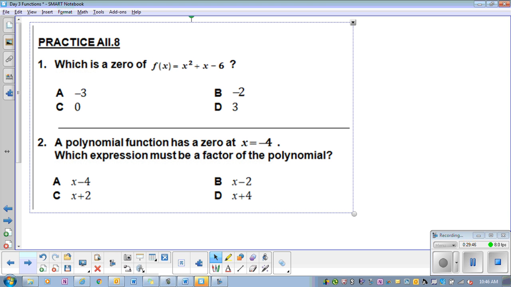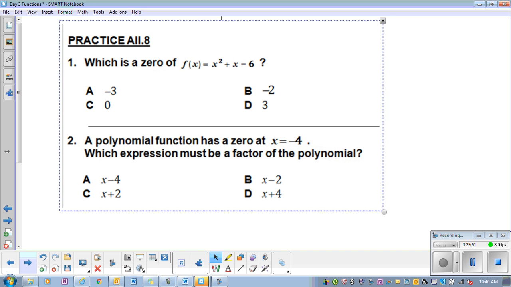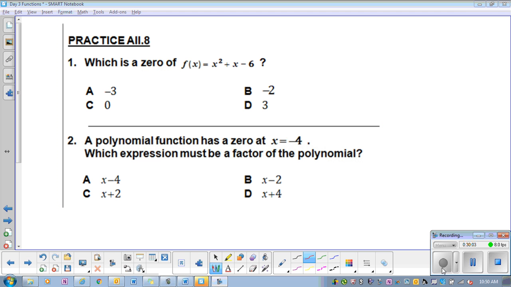All right, how about this? Which is a 0 of this? Graph it. Find the x-intercepts, right? Number 2, you know how to do these. Try these. Okay, so which is a 0 of this? Which is an x-intercept? -3. -3, good.